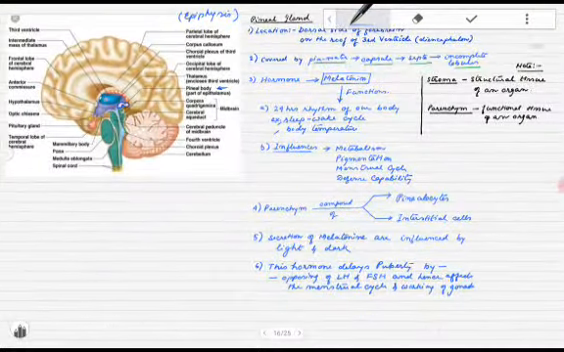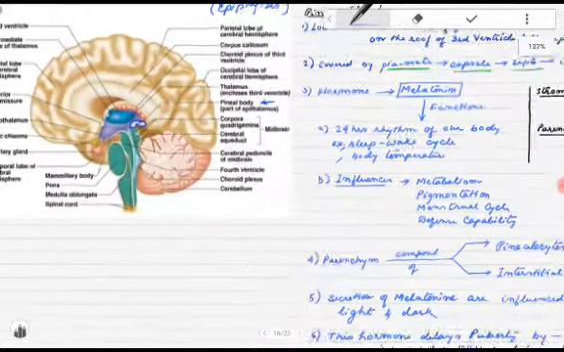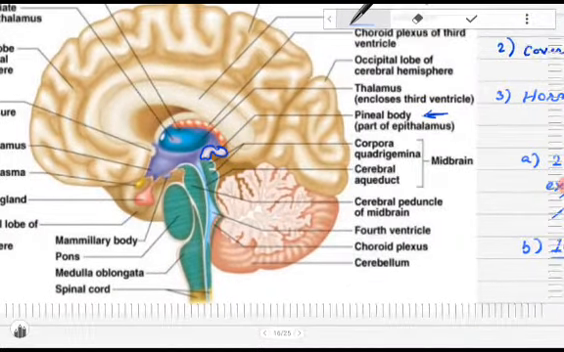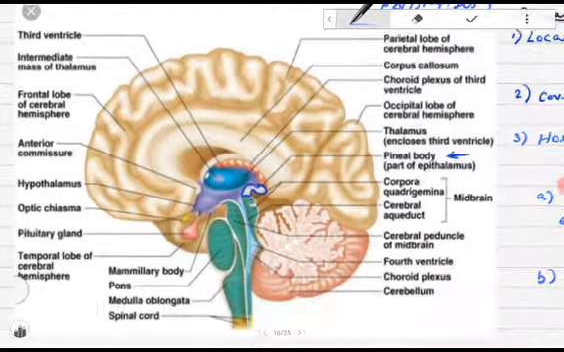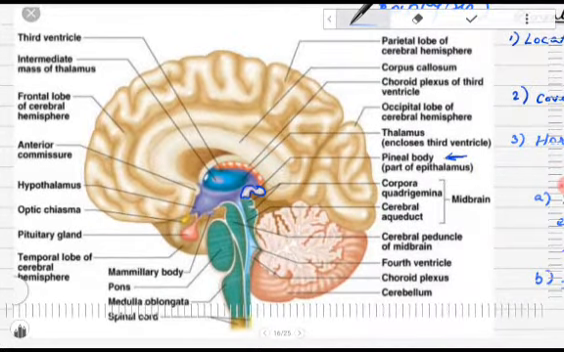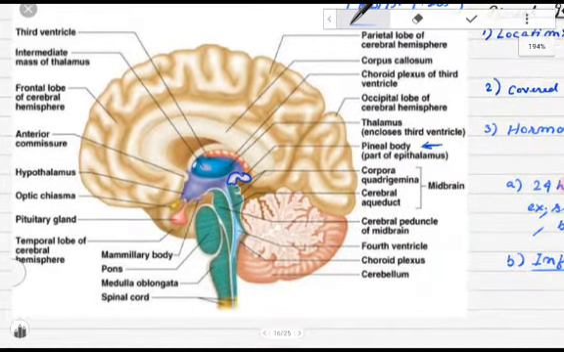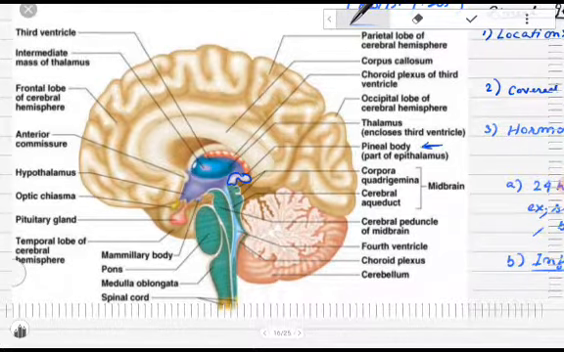So here is where the pineal gland is located in the brain. So this is the pineal gland. This blue border I have drawn over here, and this is the part of the epithalamus. So in this diagram you will be able to understand the different parts of the brain with the locations of the glands and other parts.